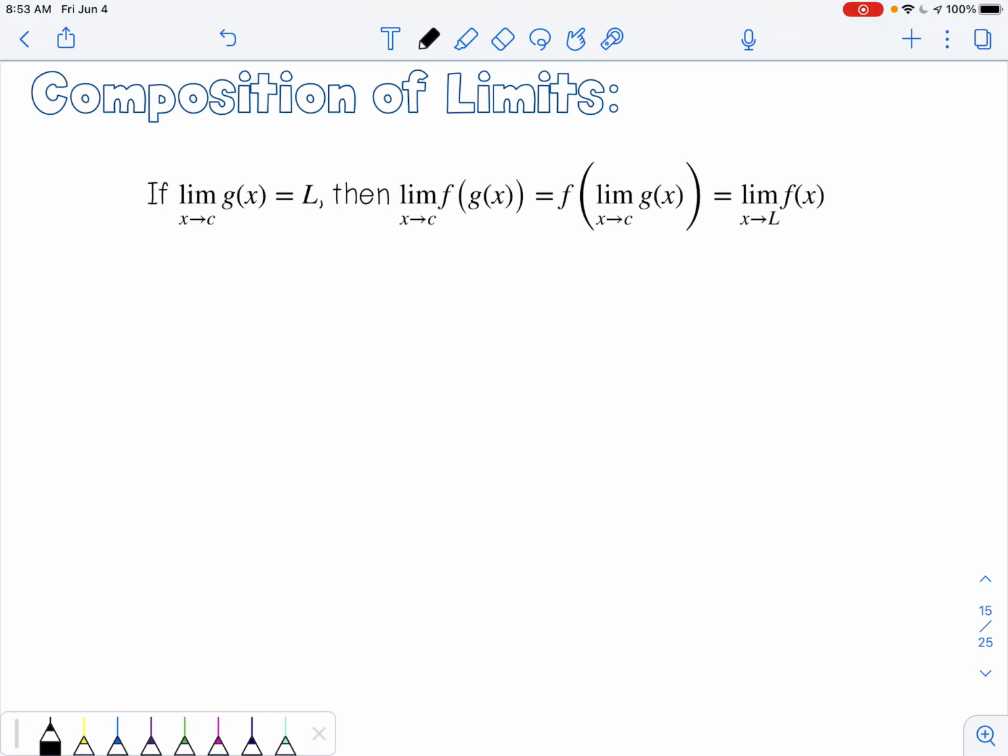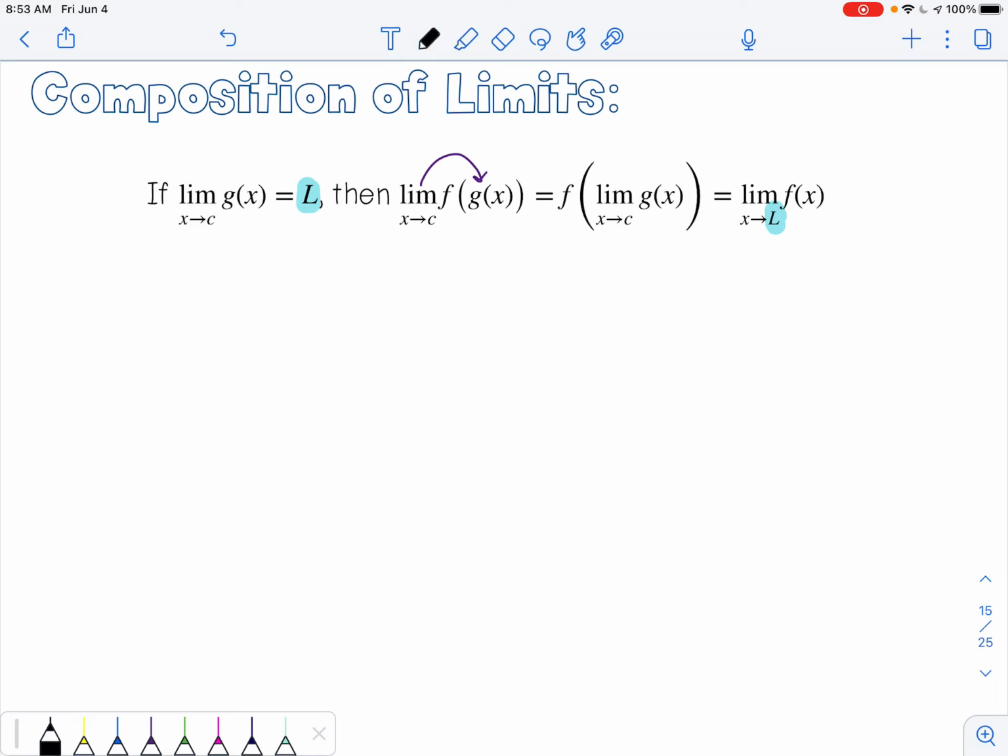So the composition of limits says that if the limit as x approaches c of g of x is equal to L, then the limit as x approaches c of the composition f of g of x, you can pull that composition out so you can put the limit on the inside. So we can put the limit on the inside first and take the limit of the inside function. And then notice that the limit of the inside function is L, and that becomes what we're taking the limit towards of the outside function.